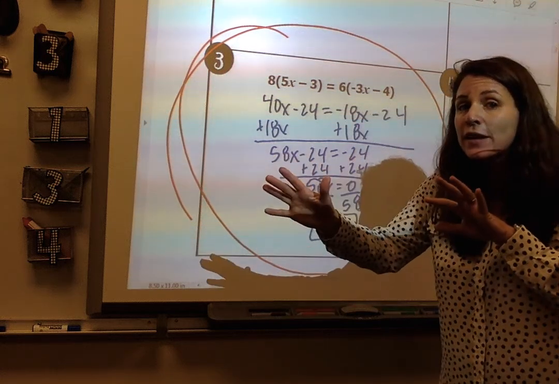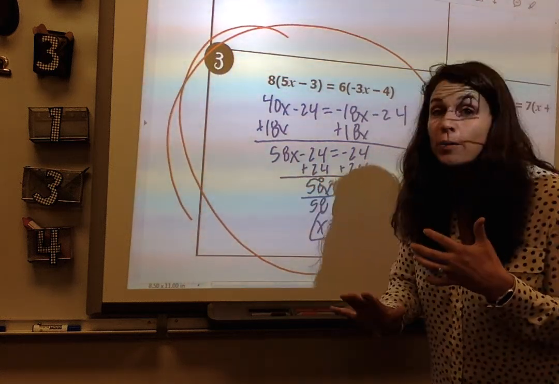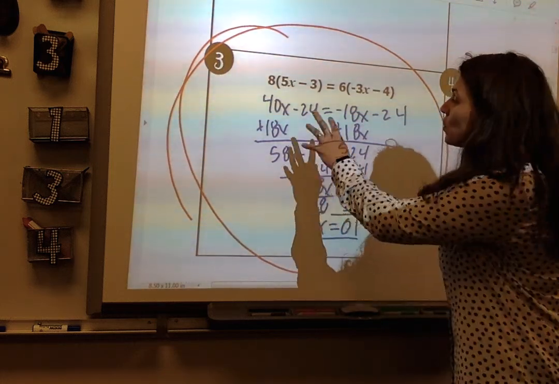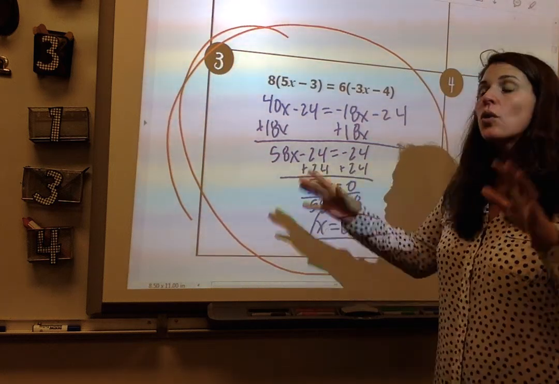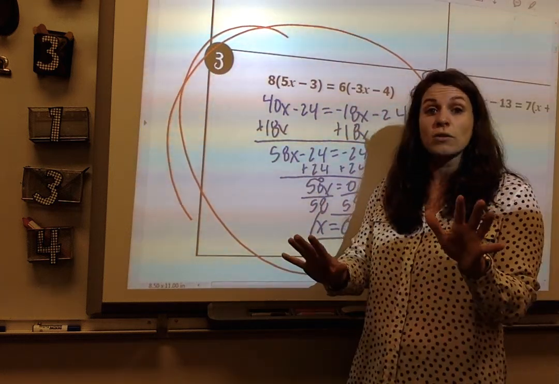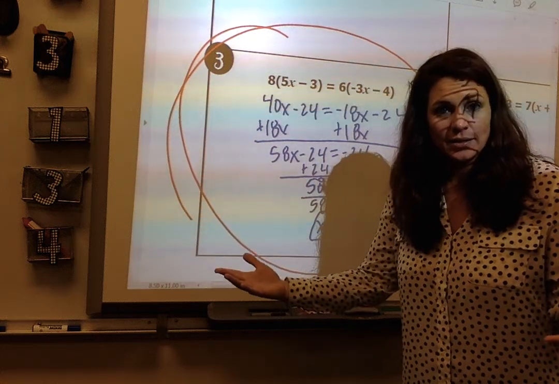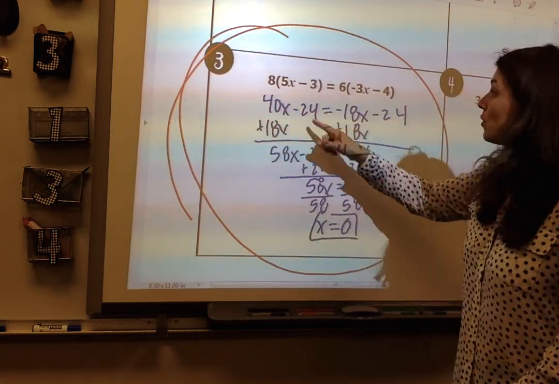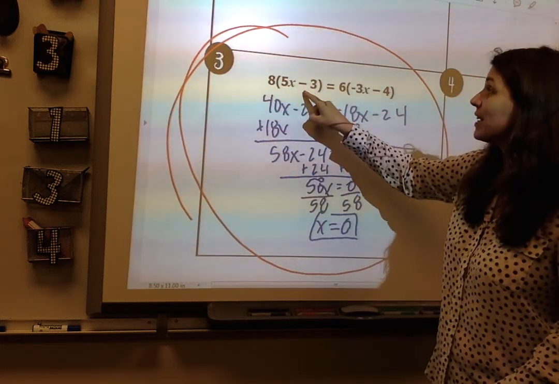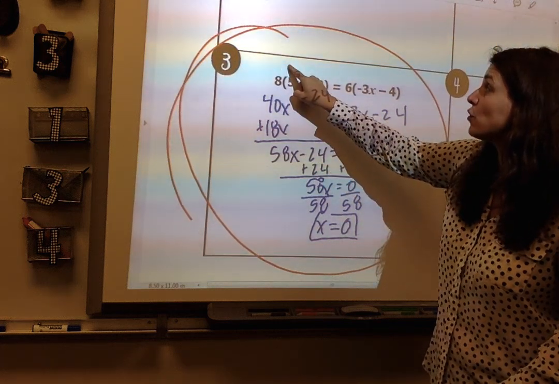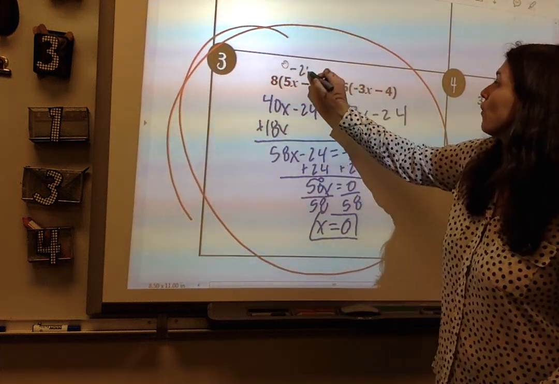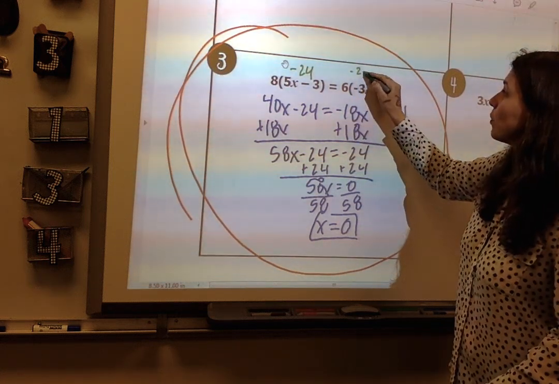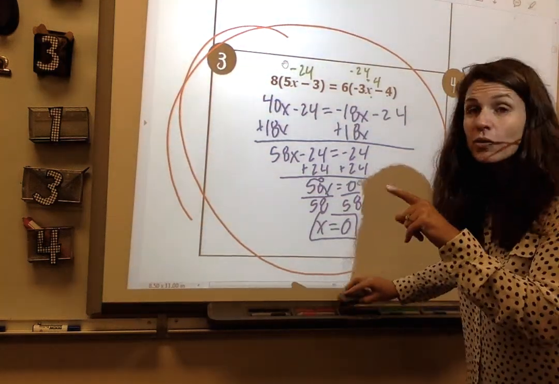Remember what I said: for no solution and infinitely many solutions to happen, your variable term cancels out. My variable term is still very much alive and well. So I can still have 0 as an answer. Only when variable terms cancel out do infinite and no solutions exist. So 0 is still a valid answer, and I can still check it. If I plug 0 in here, 0 minus 3 is negative 3. Negative 3 times 8 is negative 24. Over here, 0 times negative 4 is negative 4, and 6 times negative 4 is negative 24. Checks out. So 0 is still an answer.